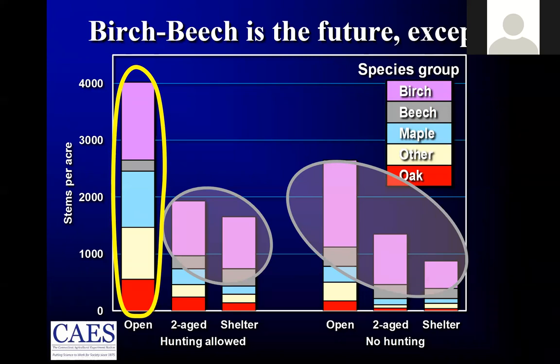The one thing to note on here is if you look at how many birch there were per acre, it really didn't vary, except for the shelterwood, no hunting. It really didn't vary among the residual stand, and it didn't vary by hunting. The same for beech. So those species, their densities are independent of residual stand density and whether or not they're hunted. The reason why they dominated an area where there's no hunting or in areas with a high residual stand is everybody else just got hammered.